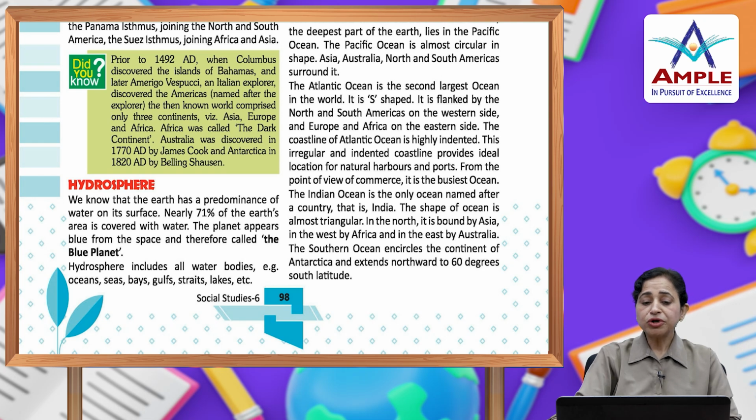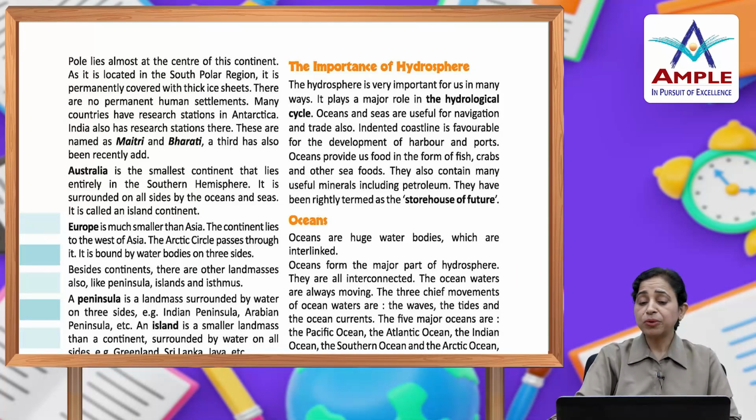Hydrosphere includes all water bodies, for example ocean, seas, bays, gulfs, straits, lakes etc. And now the importance of hydrosphere. The hydrosphere is very important for us in many ways. It plays a major role in the hydrological cycle. Oceans and seas are useful for navigation and trade also. Indented coastlines is favorable for the development of harbor and ports.